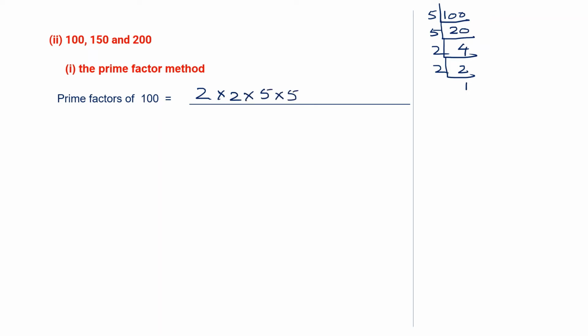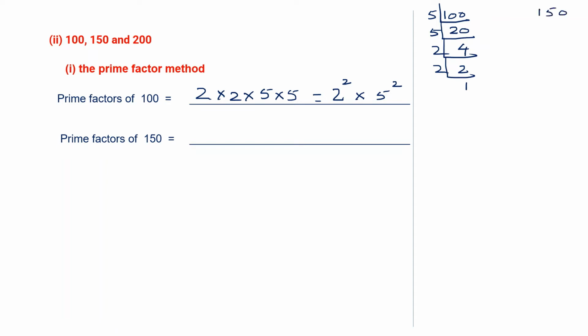This is the first step. Second step, we write in the index form: 2 raised to the power of 2 because there are 2 2's, and then 5 raised to the power of 2. There are 2 5's. Now let's go on to the prime factors of 150.